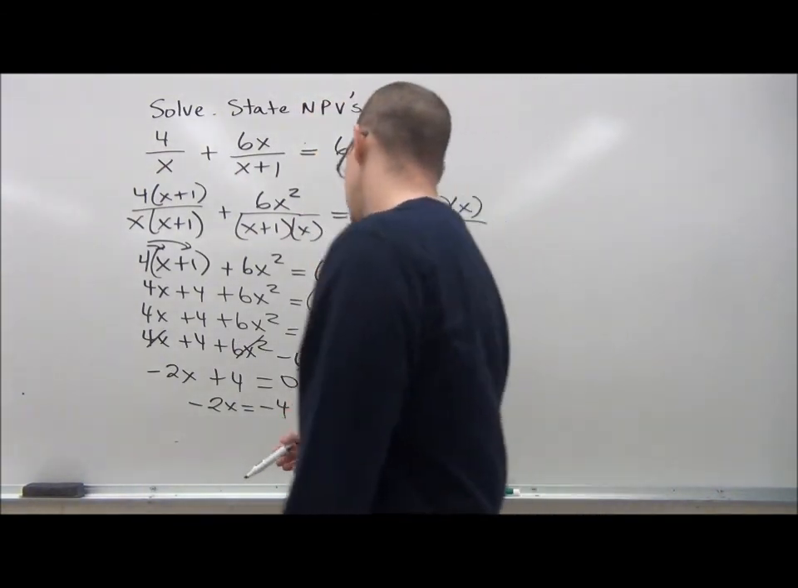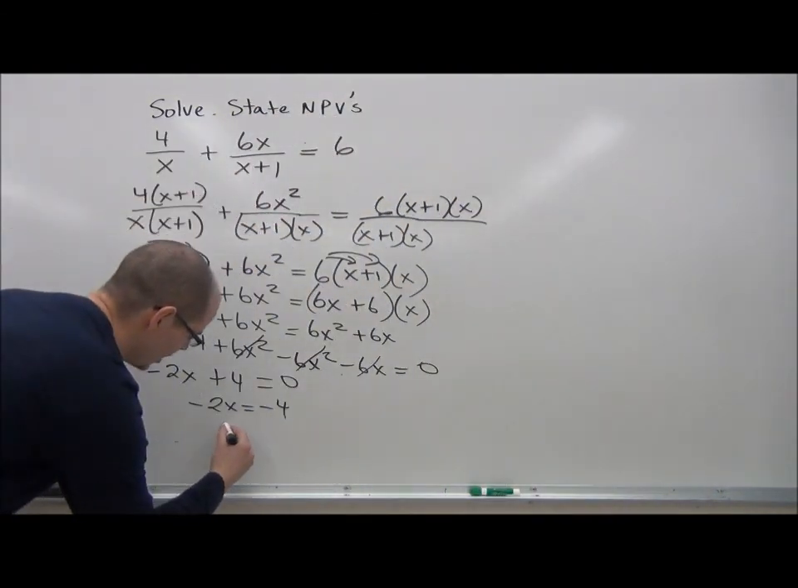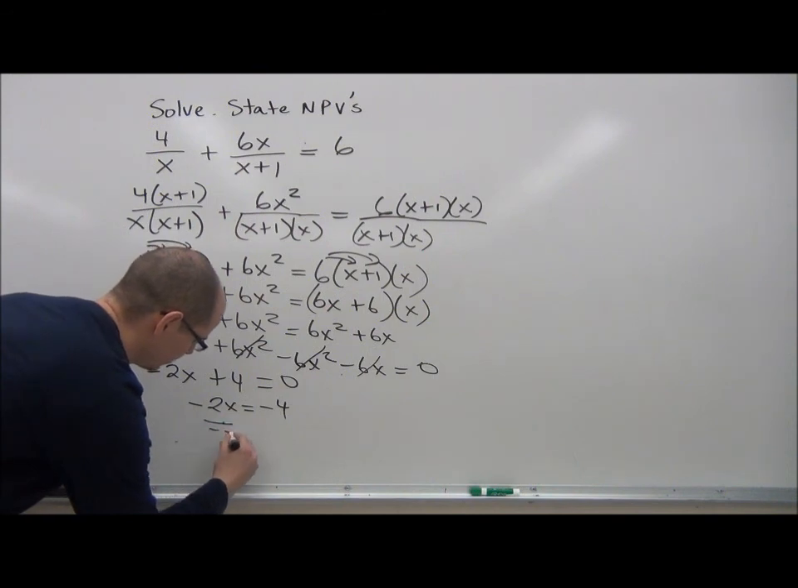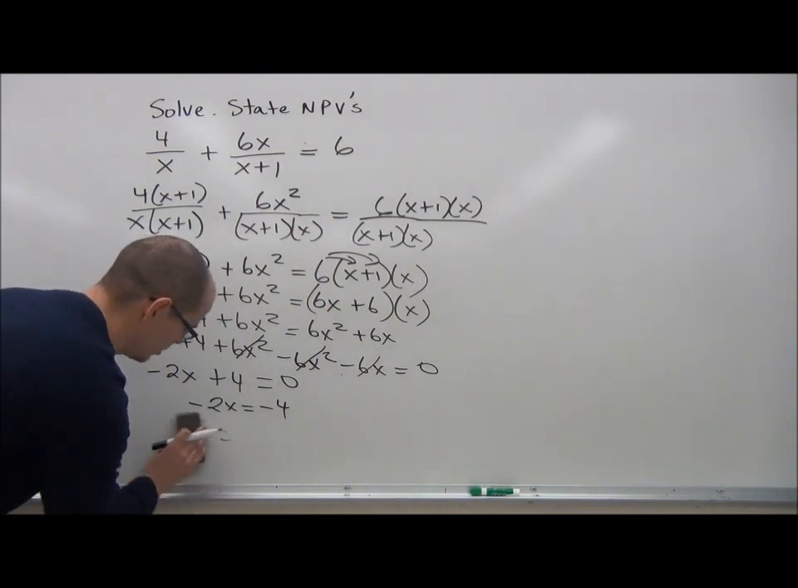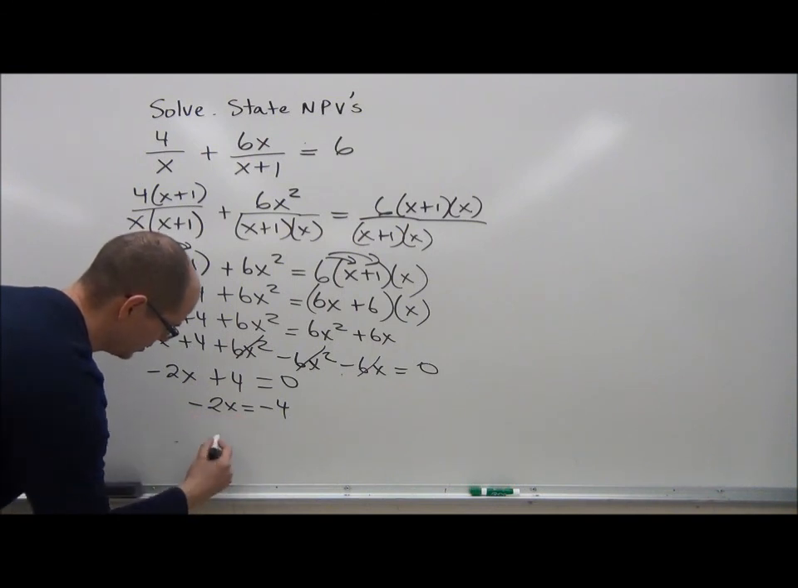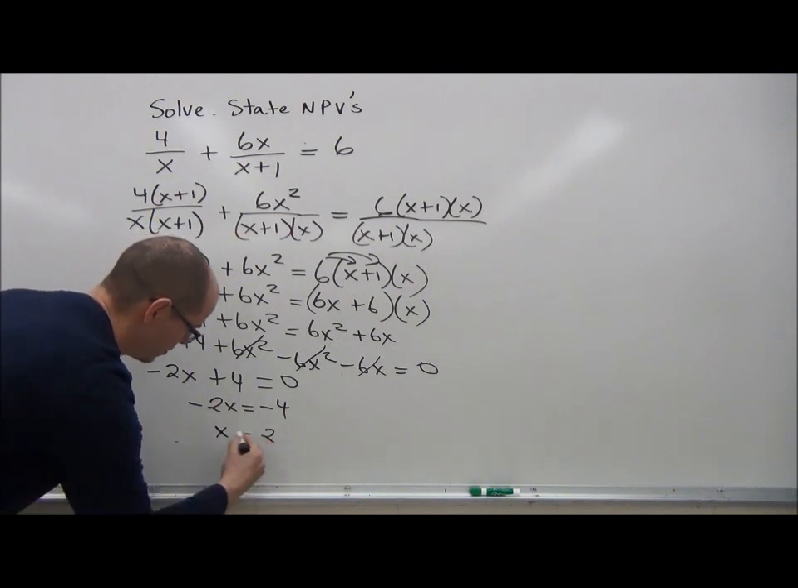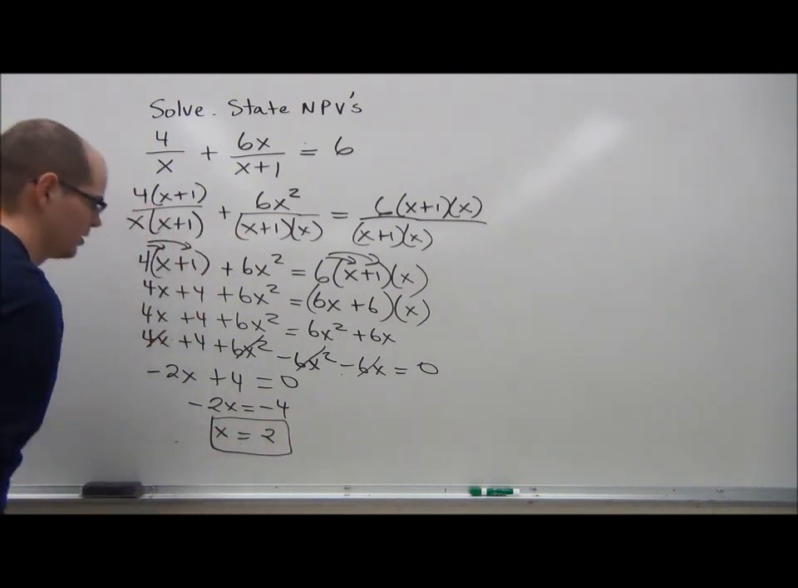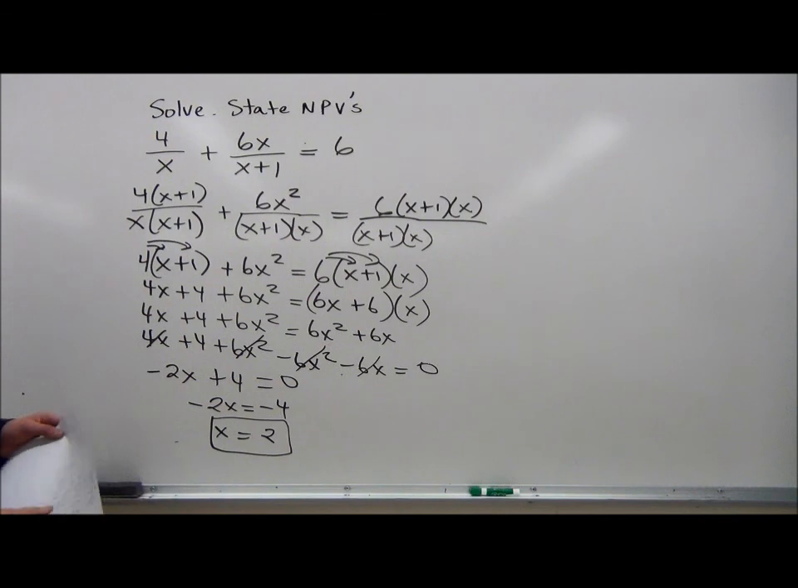Divide both sides of the equation by -2. And you get, well, I'm out of room, so I'm not going to do it. Divide both sides by -2. -2x divided by -2 is just x. -4 divided by -2 is just 2. So the answer to this whole thing is x equals 2.